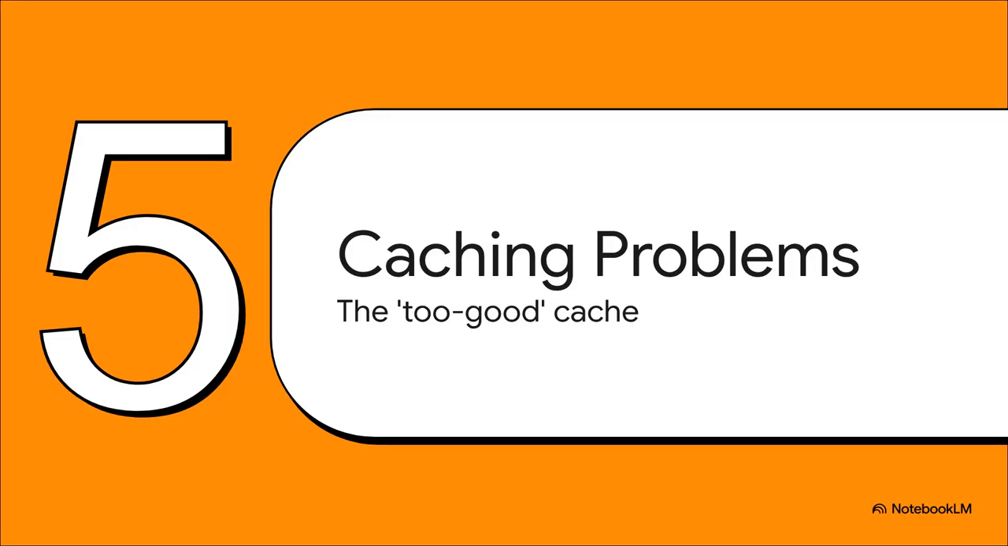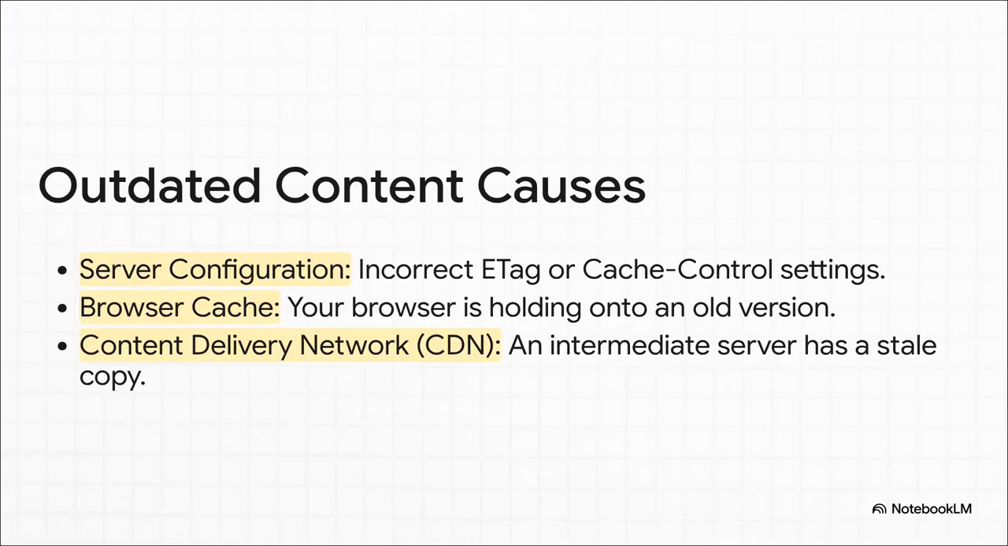But you know how it goes. What happens when this system works a little too well? You've probably been there. You visit a site and you're seeing an old version, even though you know your friend is seeing a new update. That's when the cache becomes a problem. So who's the culprit when this happens? Well, it usually comes down to one of three main suspects.